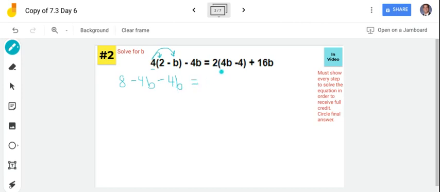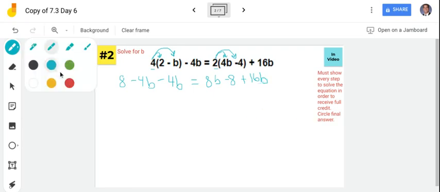On the right side, I must distribute this term right here, the 2. So I have 2 times 4b, that is 8b. And I have 2 times -4, that's -8. Okay, bring down the plus 16b. Okay, so I just did step 1. I eliminated parentheses. So now I'm on to step 2, combine like terms.